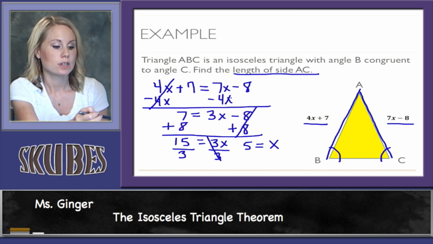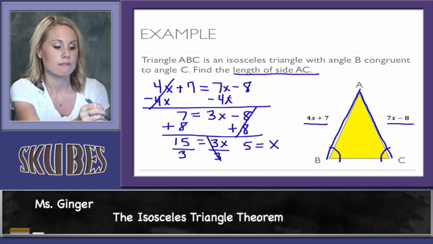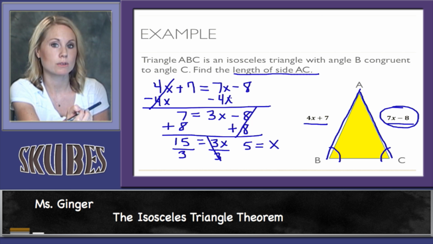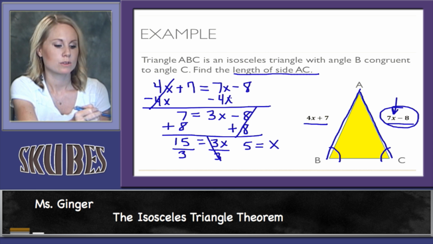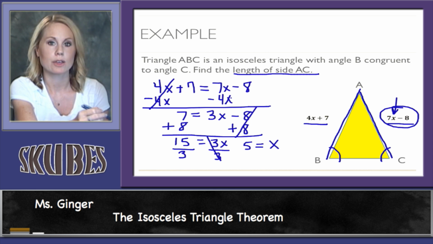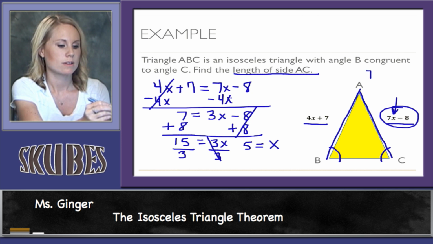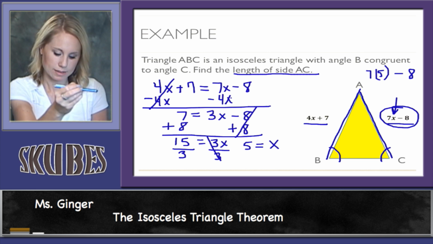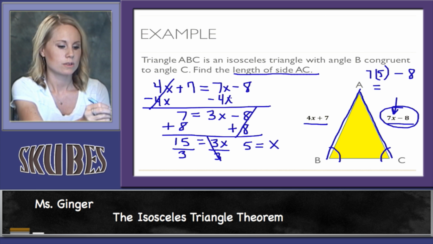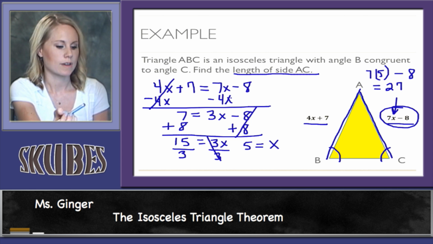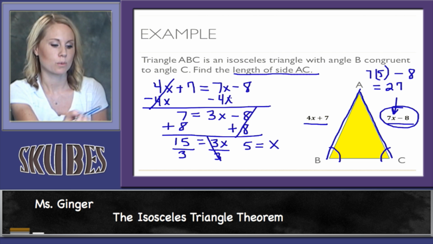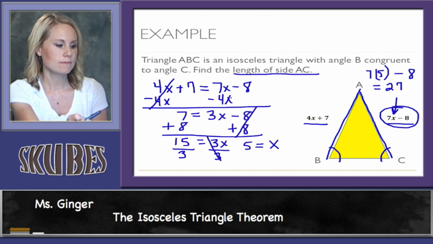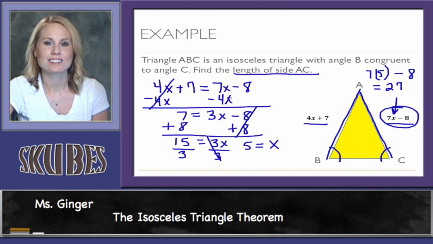Well, you can see that the expression on side AC is 7x minus 8. So we're going to take that value we found, and substitute it in for x right here. So the rule says I need to multiply 7 by my x value and then subtract 8. So 7 times 5 minus 8. So we've got 35 minus 8. So we should end with a value of 27. Now we've answered the question. The length of side AC is 27 units, or whatever units they have it labeled in. And this concludes our lesson on the isosceles triangle theorem.